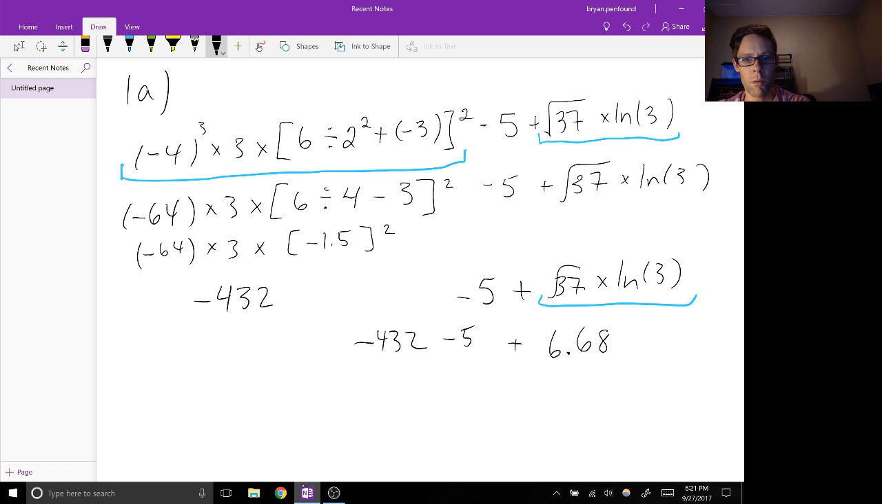All right, so I should now be able to just finish up this addition. Negative 432 minus 5 and our 6.68. So I got negative 430.32.